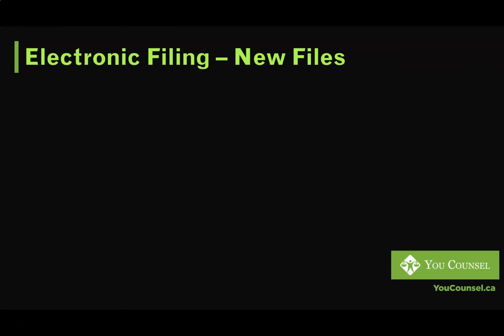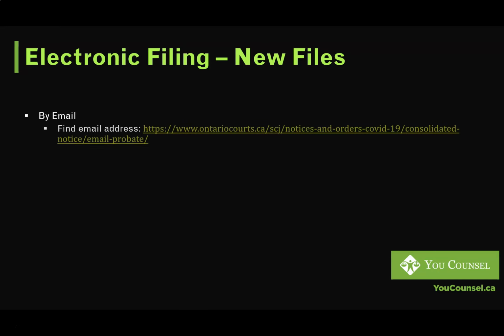If it is a new probate application and you wish to file it electronically, you can do so by email. And there are different email addresses for different courts. So you go on this website, I've provided the link. You go on that website, identify which court office you would like to file your probate application in, and then note down the email address. You will have to complete what's called a new application form, and it is in the links that I will provide at the end. So you have to complete that new application form.